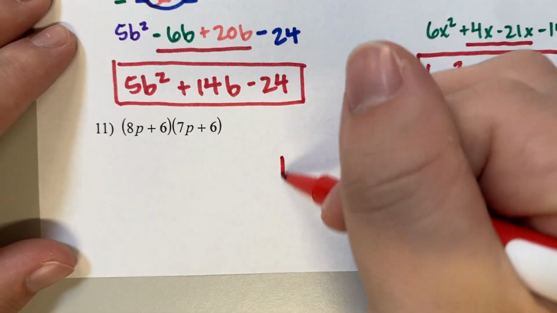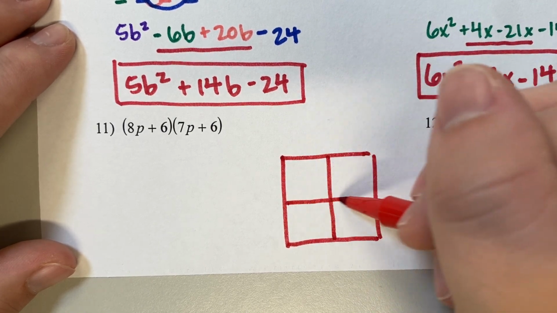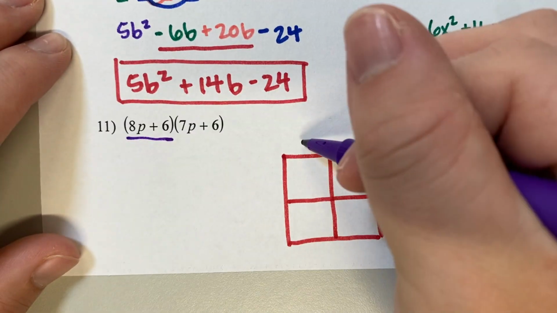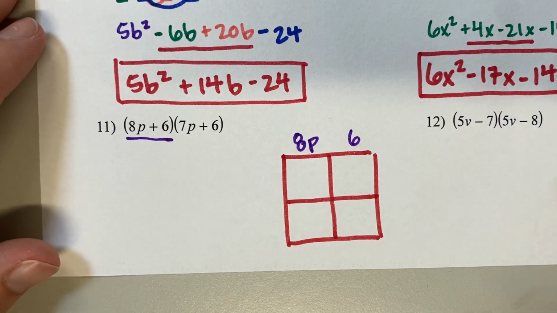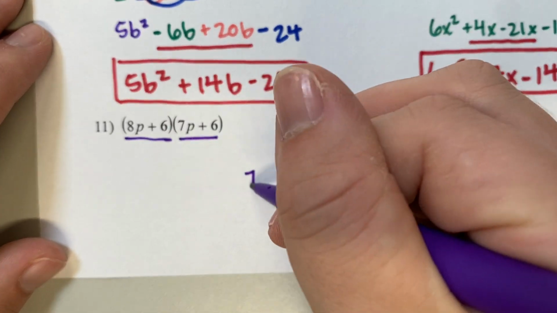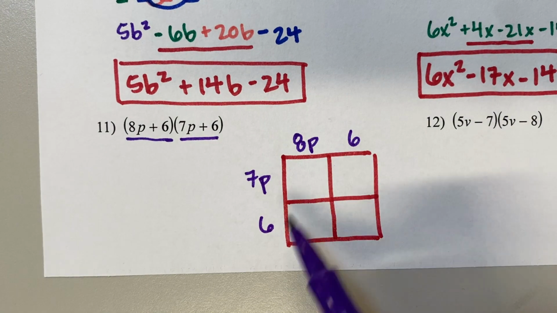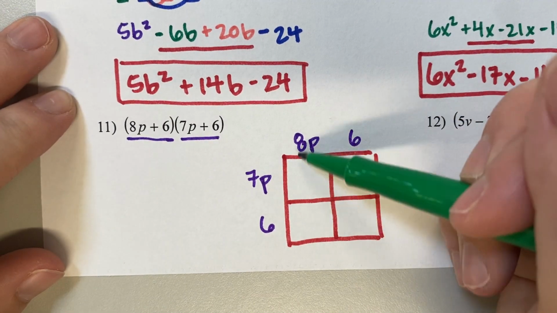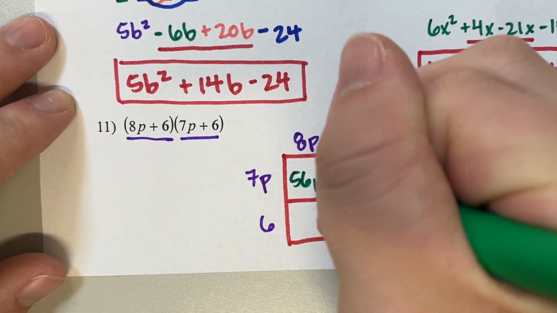So again, I'm going to give myself a box with 4 squares. I'm going to put my first binomial on top, 8p and a positive 6. Notice I don't have to put the positive sign. My second binomial down the side, 7p, positive 6. Now I'm just going to fill in these boxes by multiplying them. 8p and 7p, so 8 times 7, yes, I am doing this on a calculator.